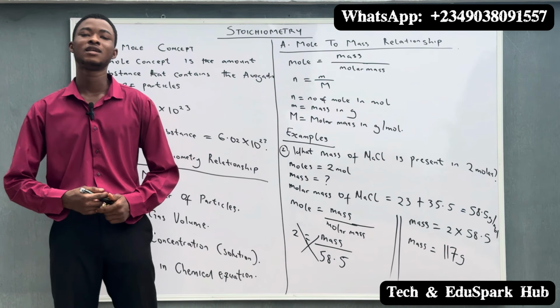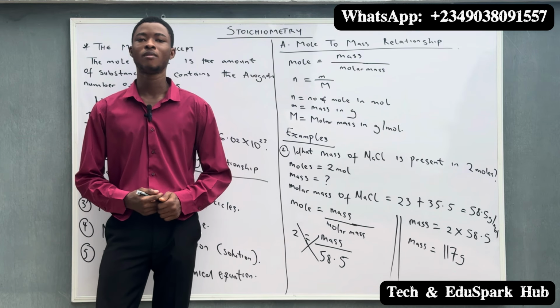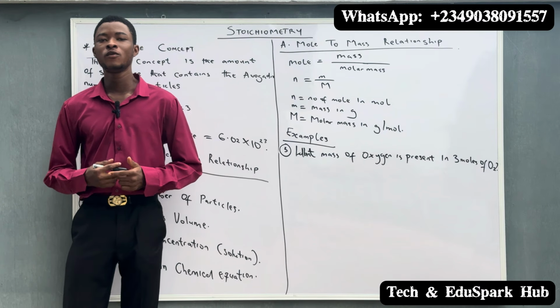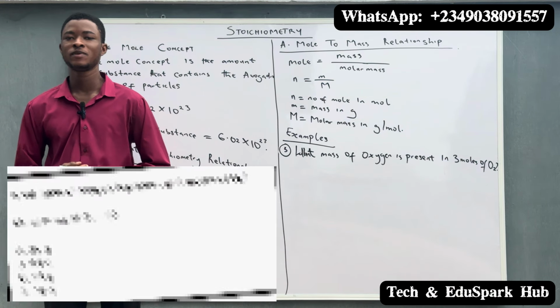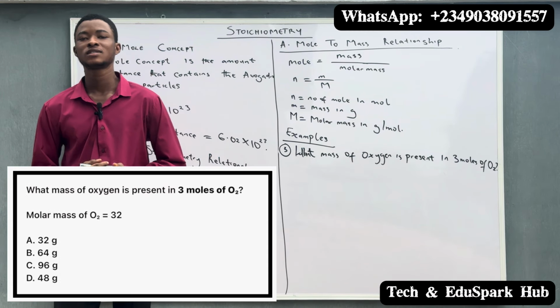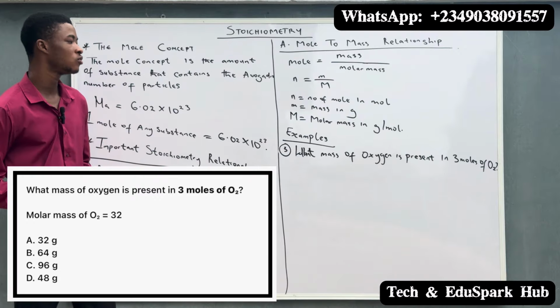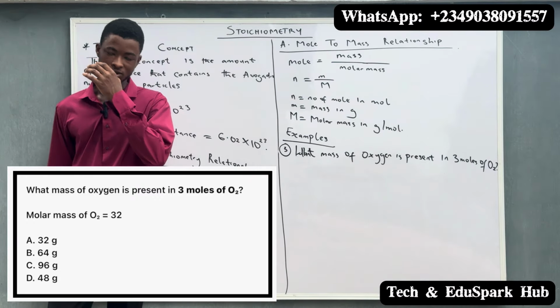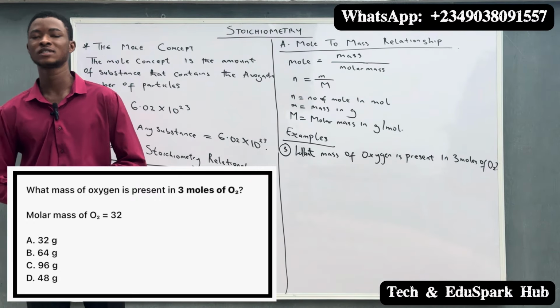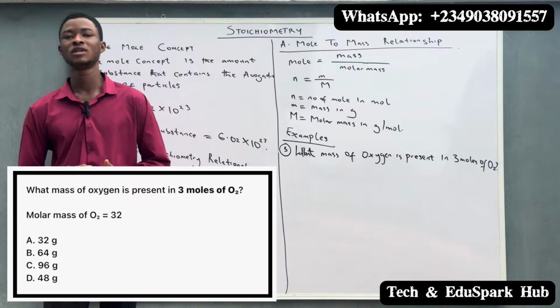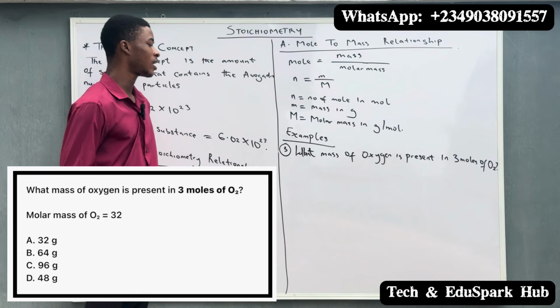So let's look at the last example on the mole to mass relationship. Moving to the last example as displayed on the screen, the question says, what mass of oxygen is present in 3 moles of O2? From this question, you can see we have been given the molar mass of oxygen to be 32 grams per mole. So we can just write our parameters.